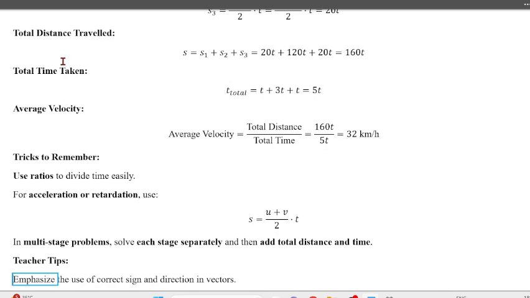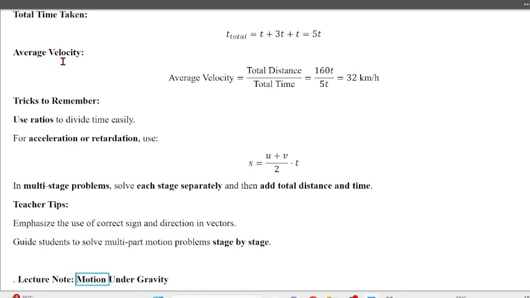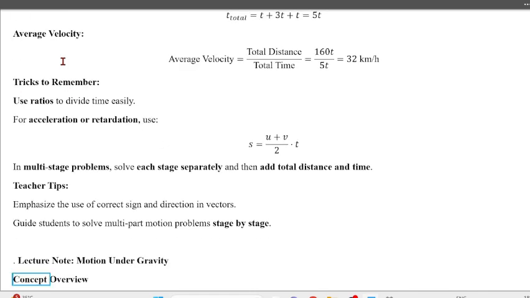Teacher tips: emphasize the use of correct sign and direction in vectors. Guide students to solve multi-part motion problems stage by stage. Lecture note: motion under gravity, concept overview.